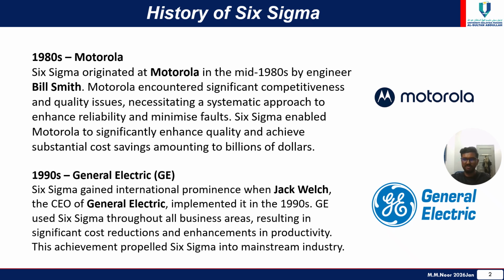Moving on is the history of Six Sigma. Six Sigma originated in the mid 1980s at Motorola. At that time, Motorola faced serious challenges such as high defect rates, product failures, and strong competition from global manufacturers. Engineer Bill Smith introduced Six Sigma to reduce variation and also improve reliability. In the 1990s, Six Sigma gained worldwide recognition when General Electric, led by Jack Welch, adopted it across the entire organization. GE applied Six Sigma not only in manufacturing but also in finance, services, and management processes.